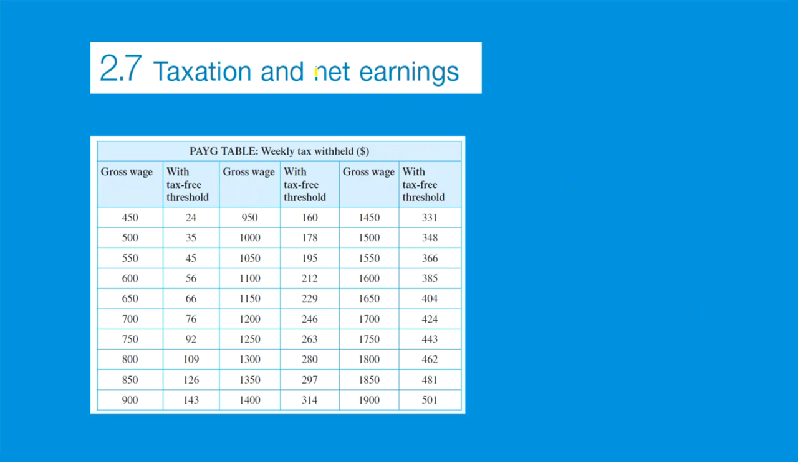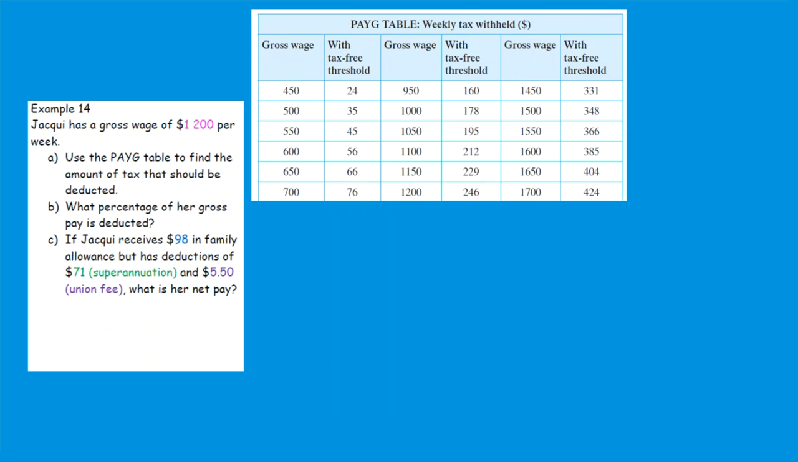In this video, I'm going to talk about net earnings. So we'll talk about taxation as well. You can see here the pay as you go table means the gross wage is here. So if somebody earns $1,000 in a week, then the employer should take out $178. So we use this table for the problems in this video.